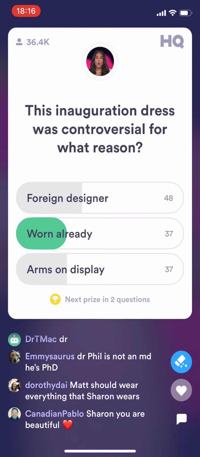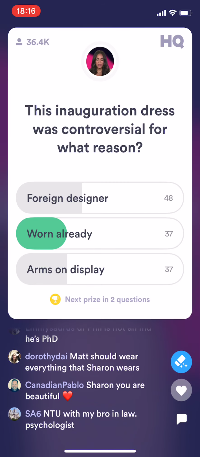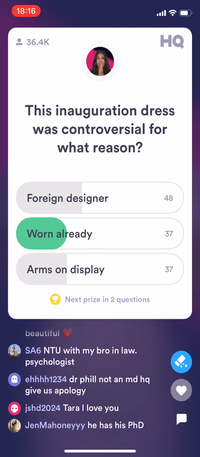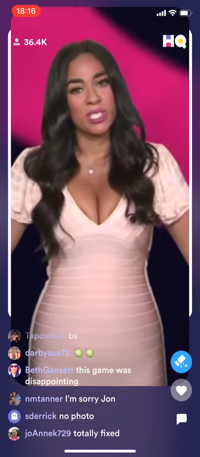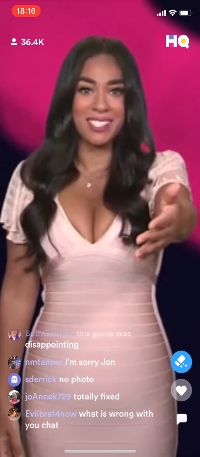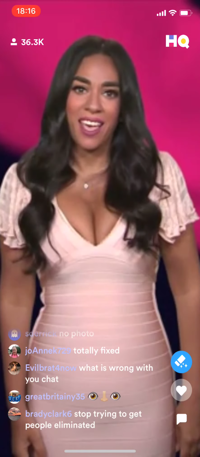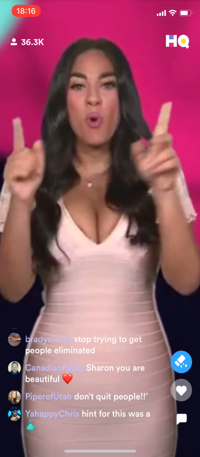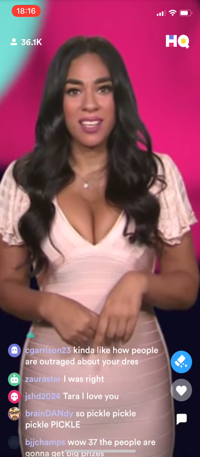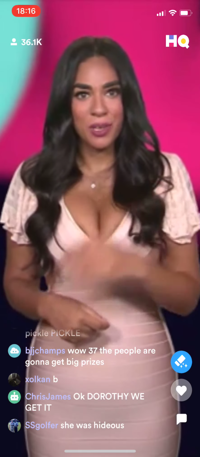Well, if you went for arms on display, you need your eyes checked out. The dress was worn already. You are dressed to impress right now. 37 of you are. Rosalynn Carter looks stunning, but she was thrifty. She opted for the same duds. Yeah, people accused her of being tacky, and just think those were the days before Twitter. Nowadays, she'd be cancelled.